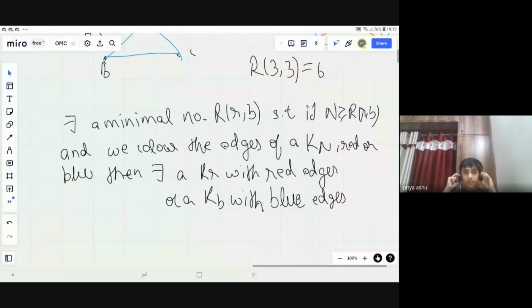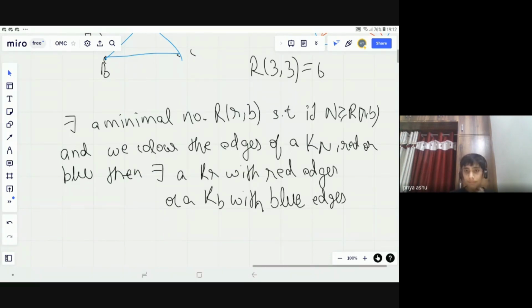So the statement says that there exists a minimal number R of R comma B such that if capital N is at least R of R comma B and we color the edges of a Kn red or blue, then there exists a Kr with red edges or a Kb with blue edges. So is the statement clear?